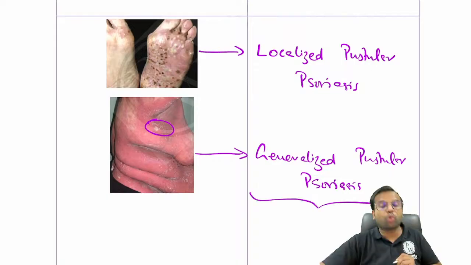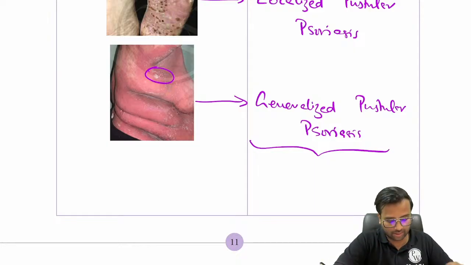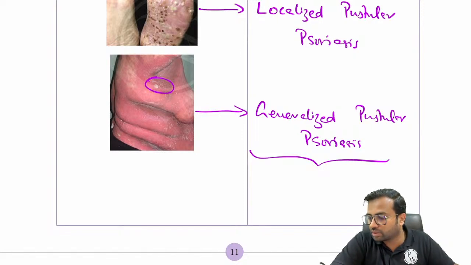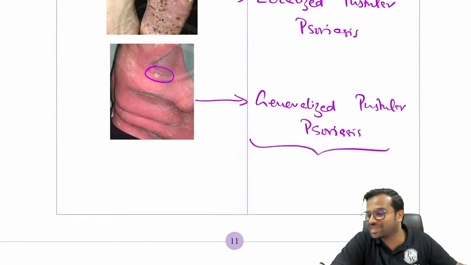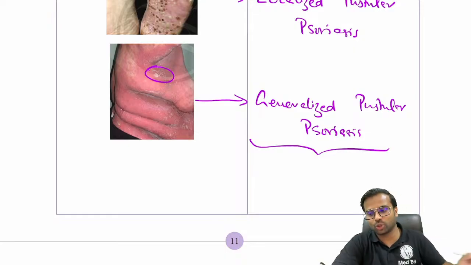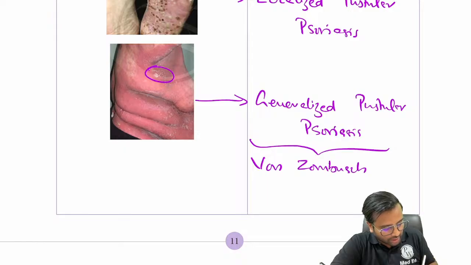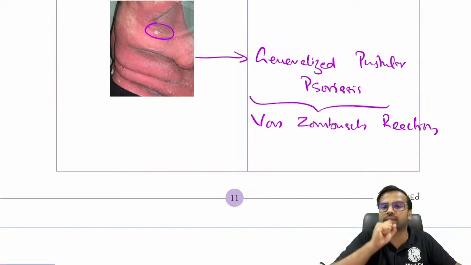Now, my question is, who remembers another name or a synonym for generalized pustular psoriasis? For generalized pustular psoriasis, who remembers one more name? Impetigo herpetiformis. I think we need to wait for that, not impetigo herpetiformis. Anything else? Yeah, I got the answer from Pooja. Yes, Chetan, we are covering everything that is important here. Okay? So the correct answer here is von Zumbusch reaction. Generalized pustular psoriasis is also called von Zumbusch reaction.